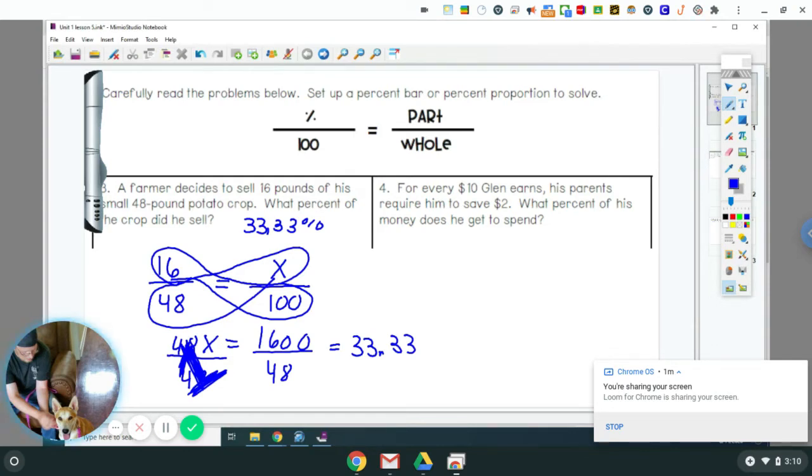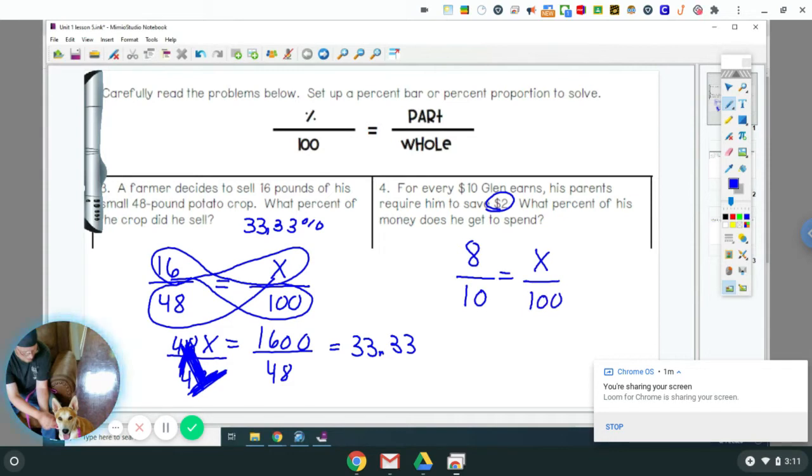Okay, number 4. For every $10 Glenn earns, his parents require him to save 2. What percent of his money does he get to spend? Okay, so he has to save 2, so that means he gets to spend 8. So his part is $8 out of a total of 10, and you're going to set it equal to x over 100.